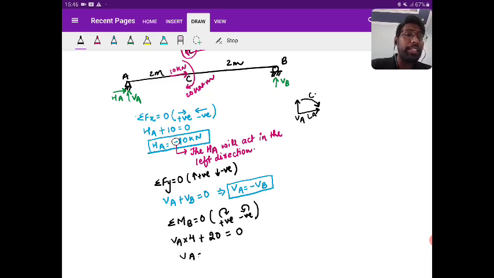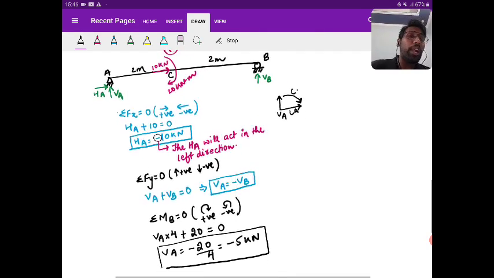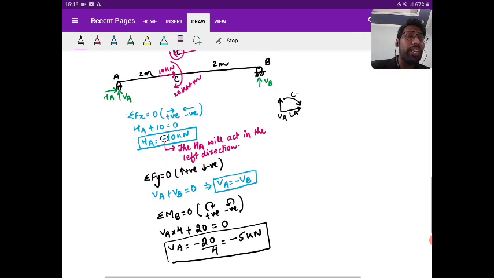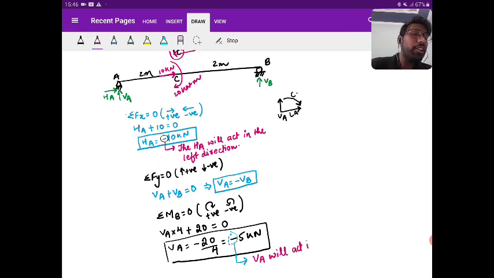So VA you got as minus 20 by 4, that is nothing but equal to minus 5 kilonewton. Right? VA you got as minus 5 kilonewton. So what does the minus sign signify? That VA will act in the downward direction because you assumed it in the upward direction. Since the value you obtained is negative, it indicates that VA will act in the downward direction.